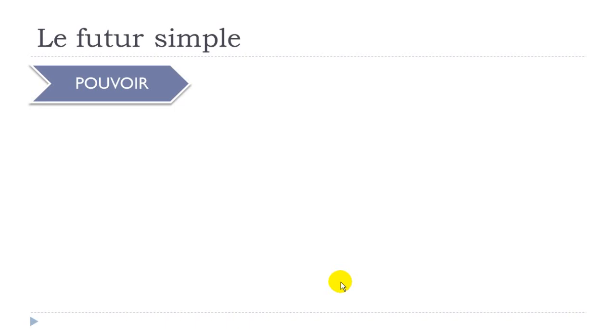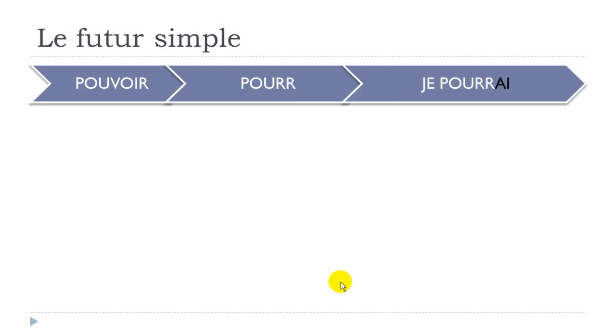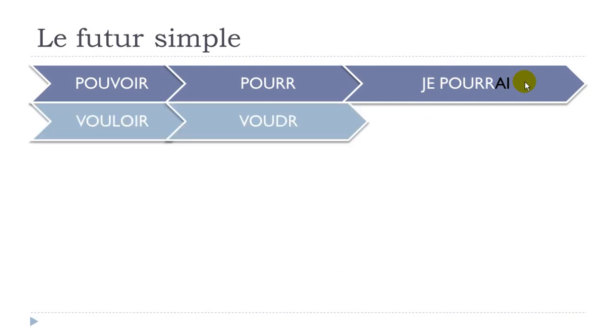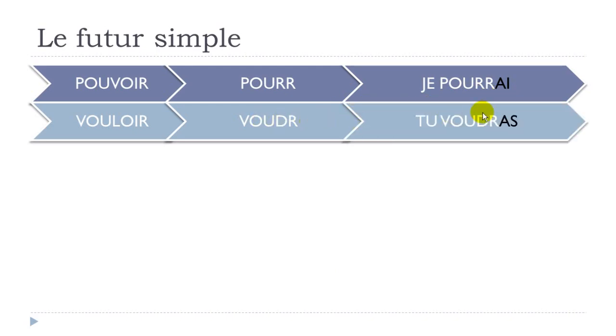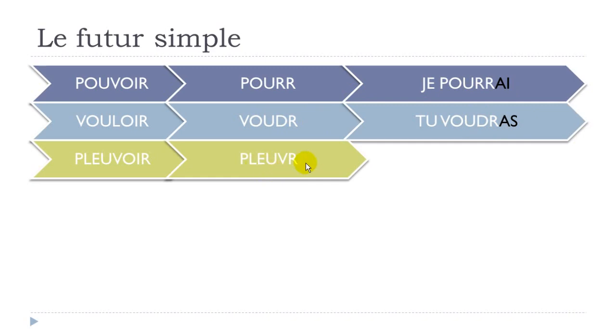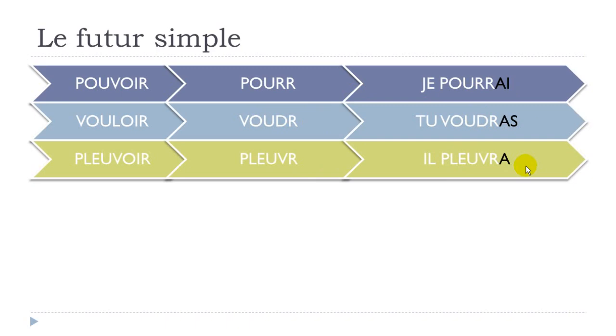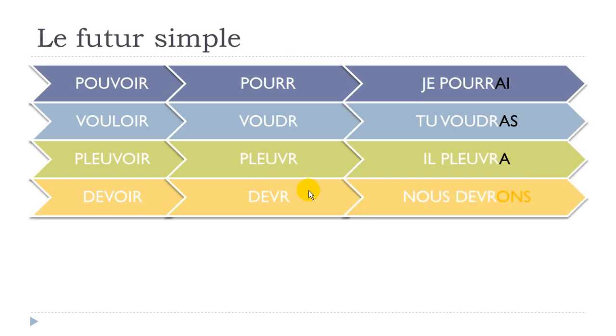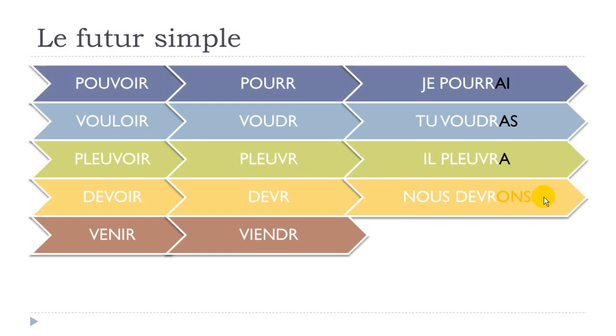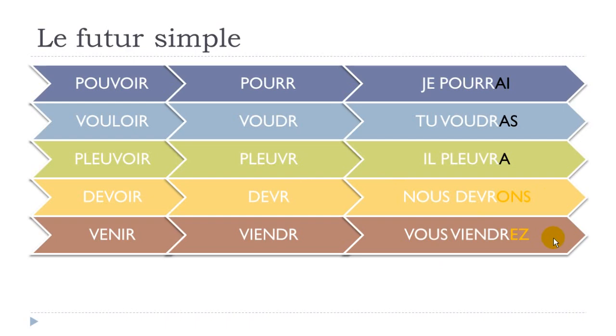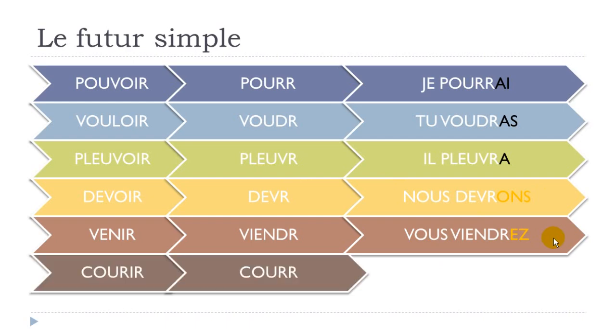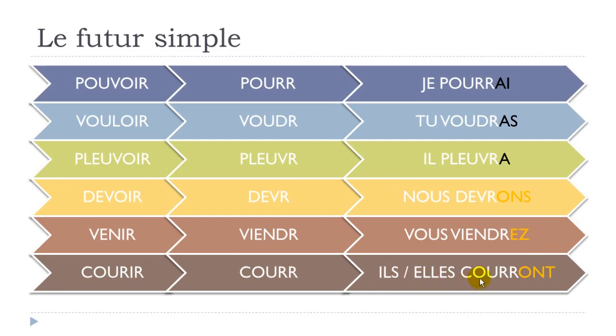Other exceptions. Pouvoir will become pourr. Je pourrai. Vouloir, voudr. Tu voudras. Pleuvoir, pleuvr. Il pleuvra. Devoir, devr. Nous devrons. Venir, viendr. Vous viendrez. Courir, courr. Ils, elles courront.